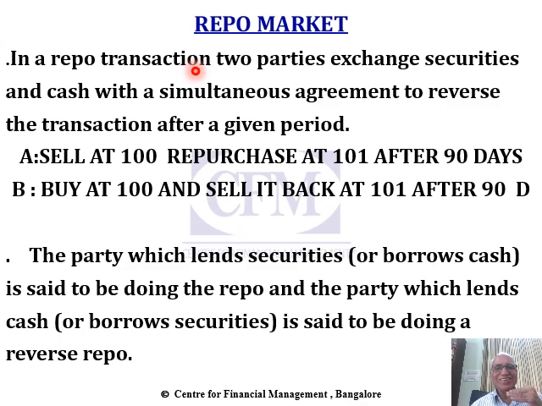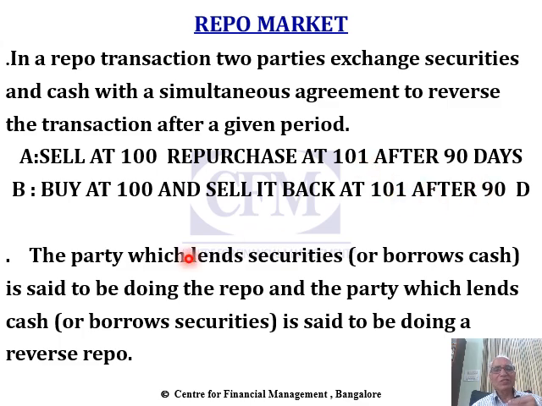In a repo transaction, two parties exchange securities and cash with a simultaneous agreement to reverse the transaction after a given period. For example, A may sell a security for rupees 100 and promise to repurchase it at rupees 101 after 90 days. B, on the other hand, buys the security at rupees 100 from A and promises to sell it back at rupees 101 after 90 days.